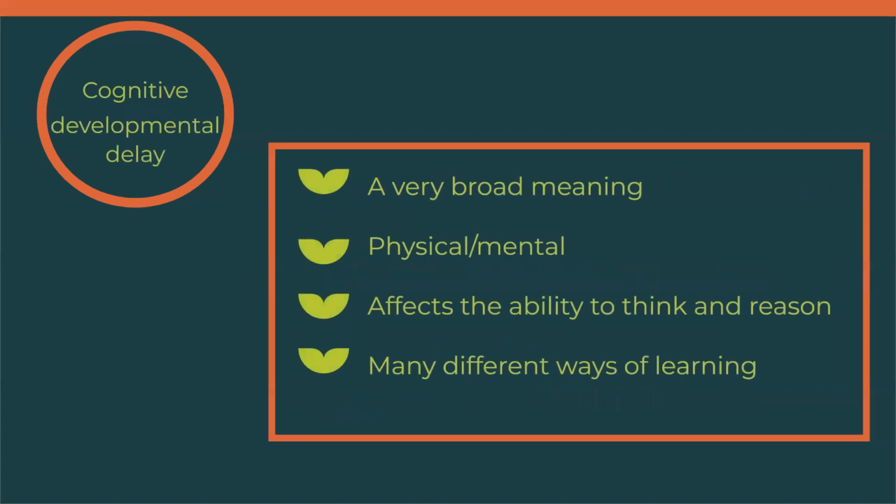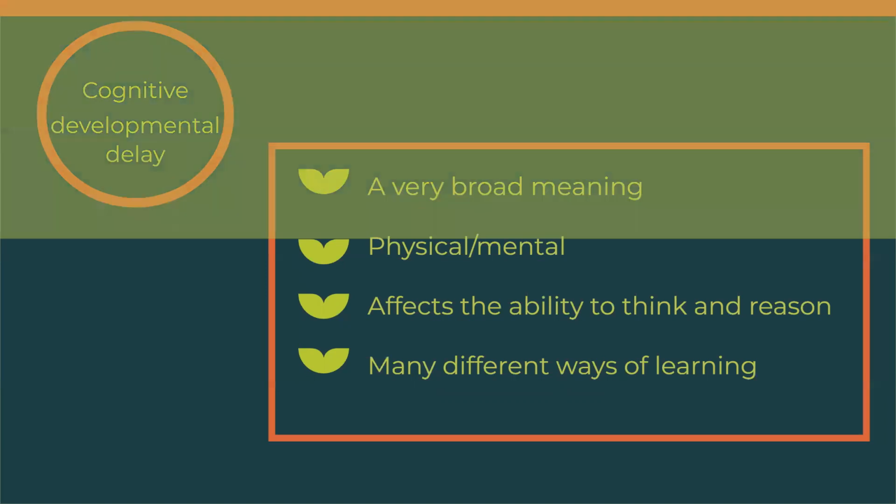Cognitive developmental delay has a very broad meaning, and it essentially breaks down to any condition which affects physical or mental cognitive development. So this can look very different in lots of students. Again, this is a bit too broad to cover now, and we'll cover it more in future sessions, but it affects their ability to think and reason, and it also means that they will have many different ways of learning. So it's about approaching each child differently, but bearing in mind their SEN.